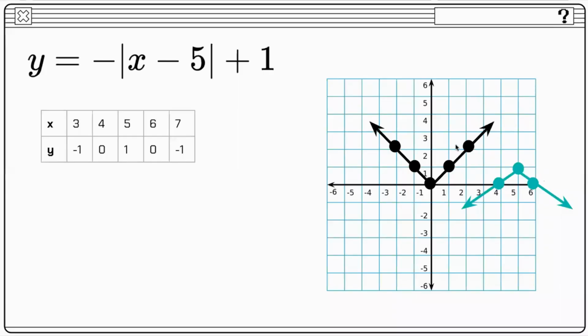Now we can do the last part of our problem, which is to describe the translation and also find the domain and range.